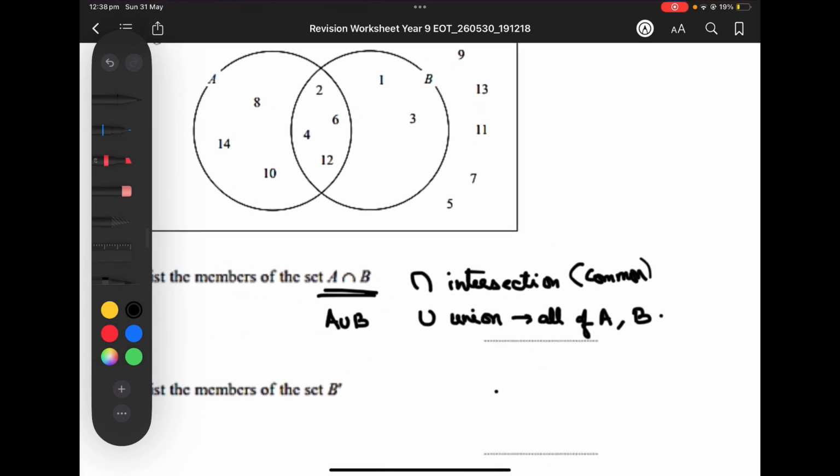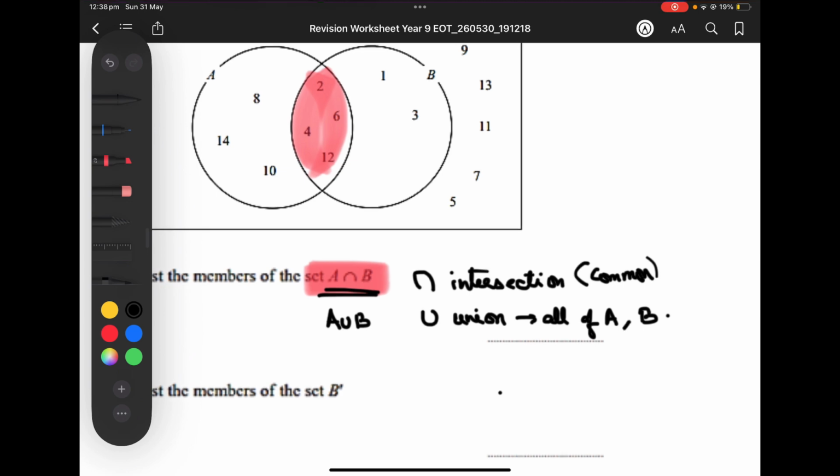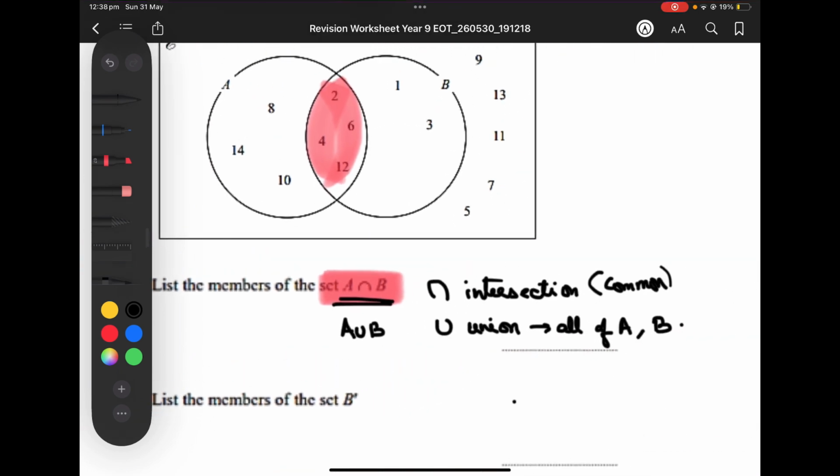Here they have asked us only for A intersection B. So which is the A intersection B part? This is the A intersection B part that we have. So I'm going to write the list of numbers: 2, 4, 6 and 12 is what I'll write here.